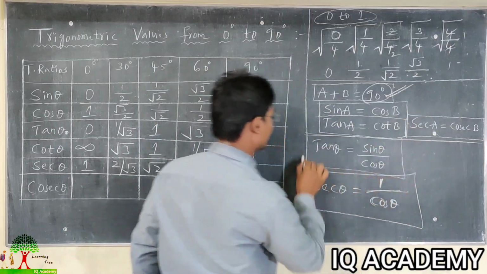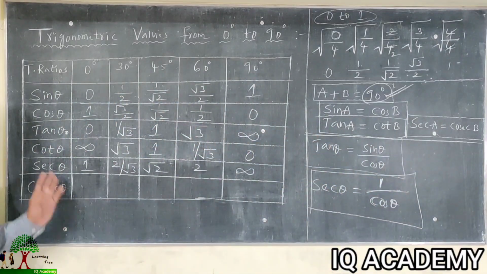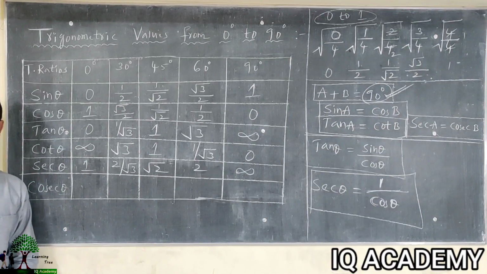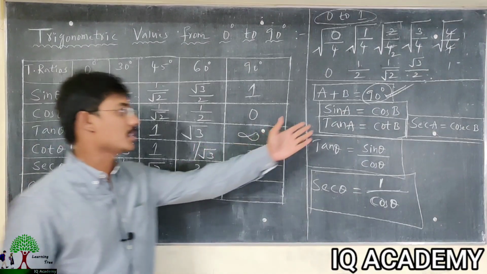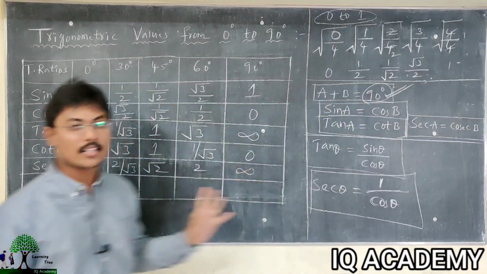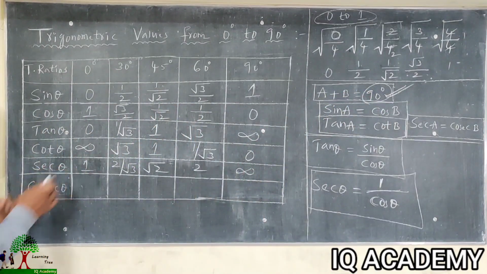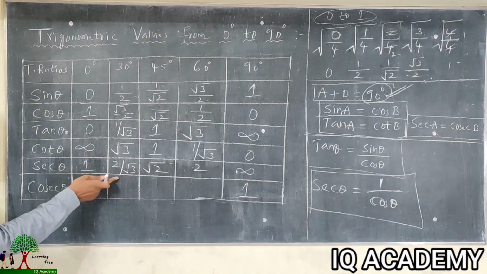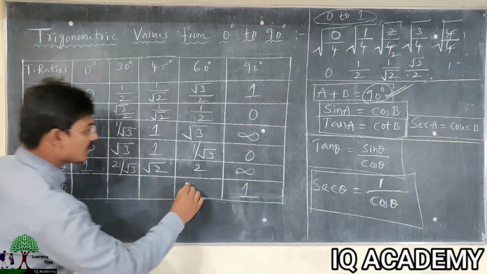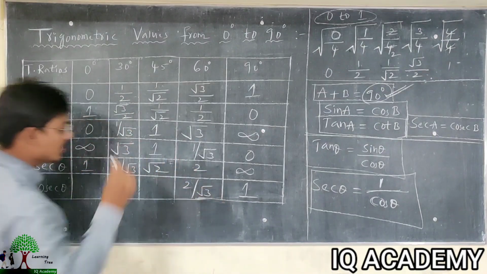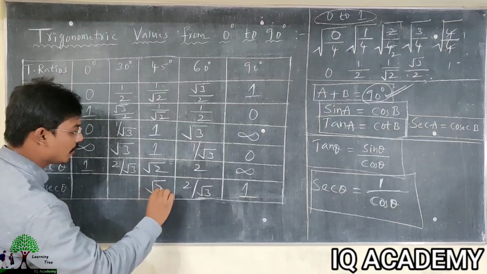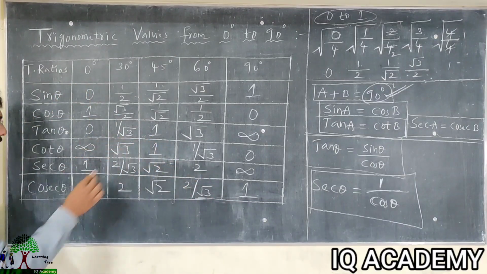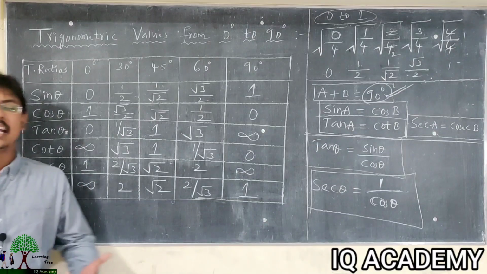Clear? Now we know secant theta. Then how to find cosecant theta? Is there any difficulty? We know the concept: A plus B equals 90 degrees. See? Simple. Secant 0 is 1, cosecant 90 is also 1. Secant 30 is 2 divided by root 3, cosecant 60 is also 2 divided by root 3. Secant 45 is root 2, cosecant 45 is also root 2. Secant 60 is 2, cosecant 30 is 2. Secant 90 is infinity, cosecant 0 is also infinity.